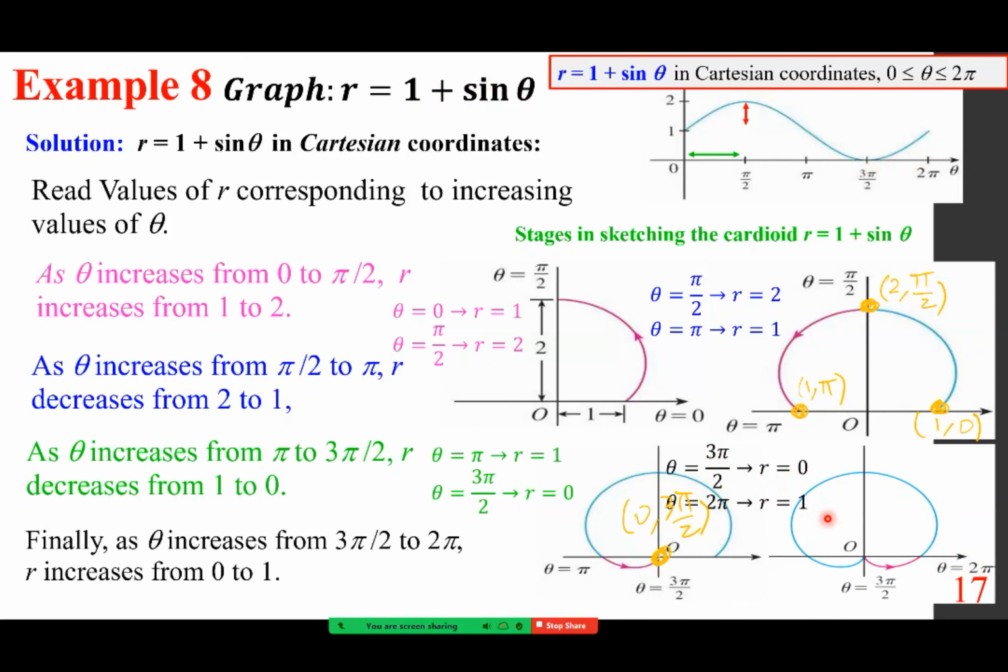This is the second method. Again, I'm going to quickly recap. You could graph this in a rectangular coordinate system, cut it into 4 arcs.